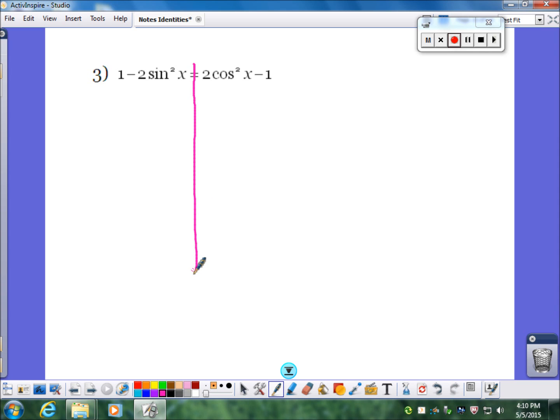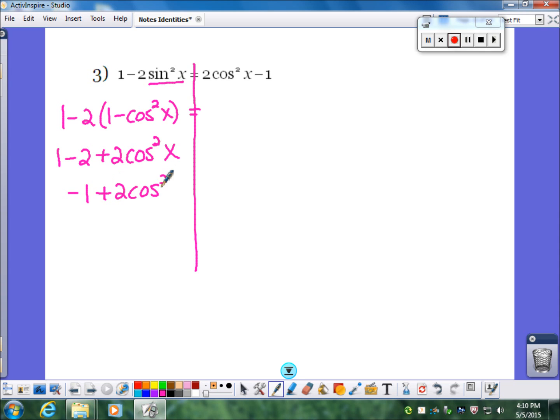All right, I know through the trig identities, I can rewrite sine squared x in terms of cosine, and that's what I want over here. I want this in terms of cosine. So I'm going to use my Pythagorean identity, one of the forms of my Pythagorean identity. So 1 minus 2 times 1 minus cosine squared x. All right, algebra, I'm going to distribute that negative 2. All right, combine like terms, so I get negative 1 plus 2 cosine squared x.